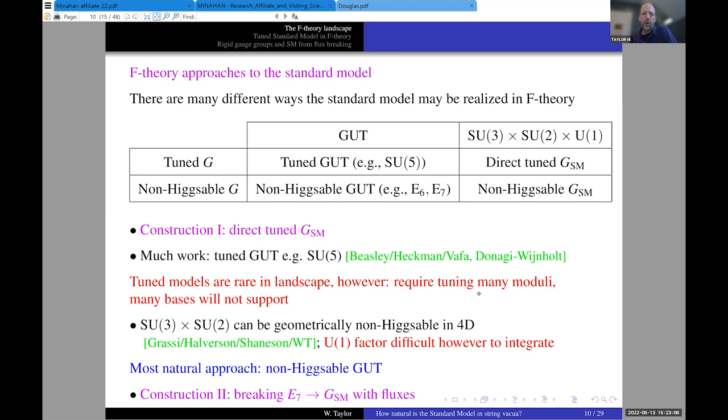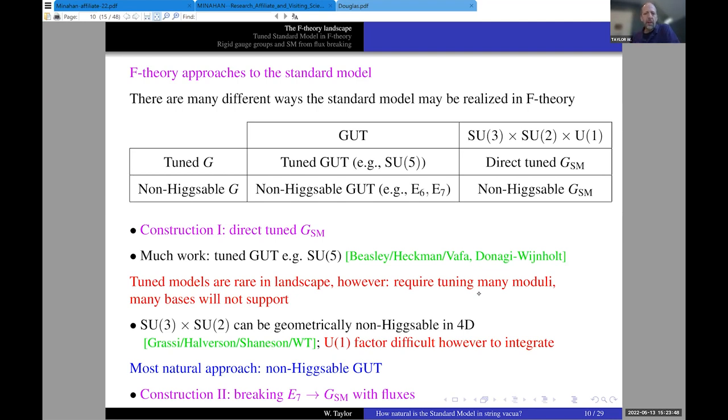Or we could go to a rigid or non-Higgsable gauge group and try to realize the standard model as a subgroup of that. Again, I emphasize the geometric and the non-Higgsable because, of course, a standard model realized in that way will still be Higgsable through the standard Higgs mechanism along with supersymmetry breaking. The non-Higgsability here really is a geometric non-Higgsability related to the rigidity of the geometric construction. So we can imagine using a rigid or non-Higgsable gauge group to directly tune the standard model, or we could get the standard model from a GUT, but where the GUT is realized through one of these rigid gauge groups, which would then have to be something like E6 or E7 or E8 instead of SU5.